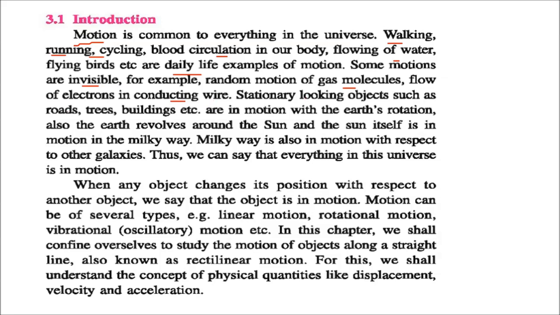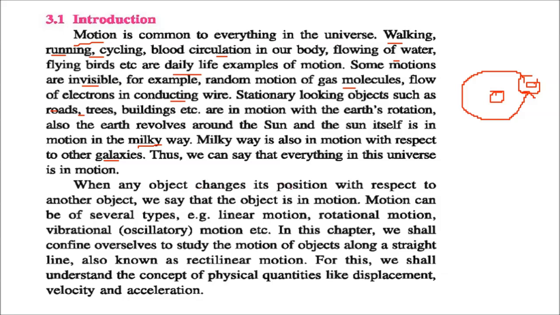So, stationary looking objects like the roads, trees, buildings, these are in motion with Earth's rotation. And also, the Earth would revolve around the Sun. So, if this is, say, the Sun, then Earth would revolve around it, and simultaneously it will rotate on its axis also. The Sun itself is in motion in the Milky Way, and the Milky Way is also in motion with respect to other galaxies because we are in the Milky Way. So we can say that everything in the universe is moving.